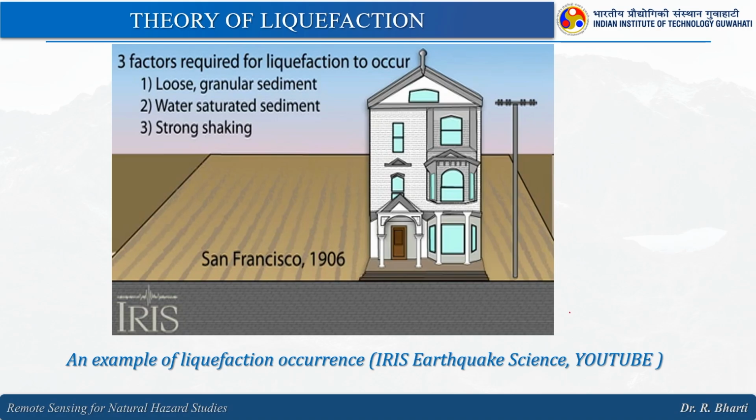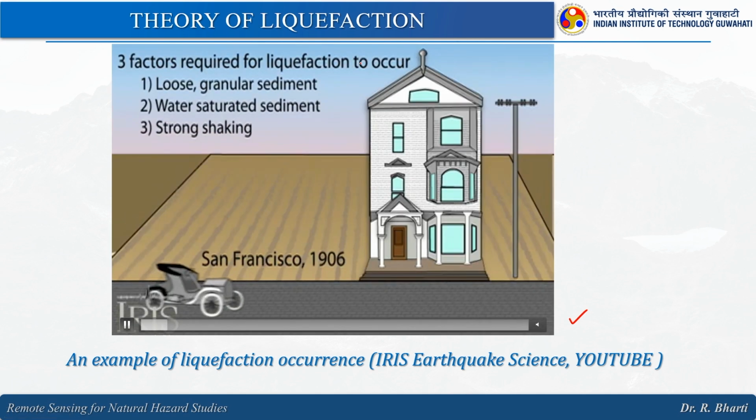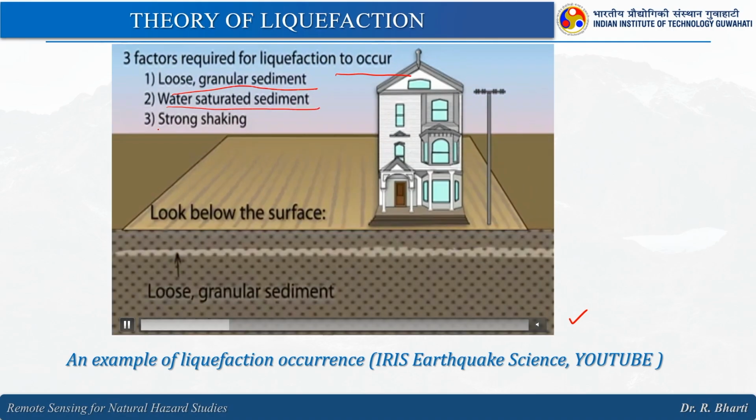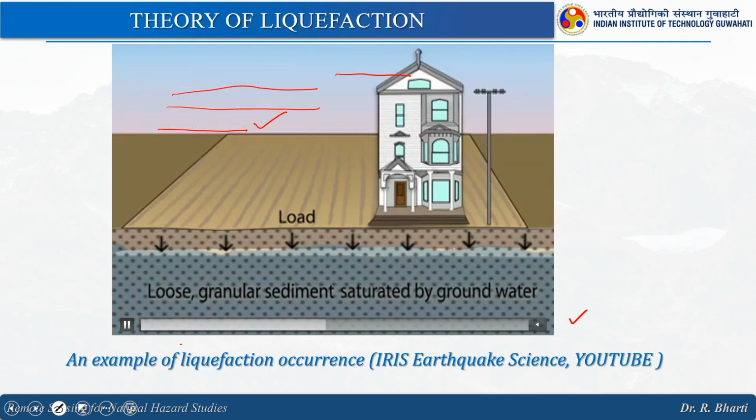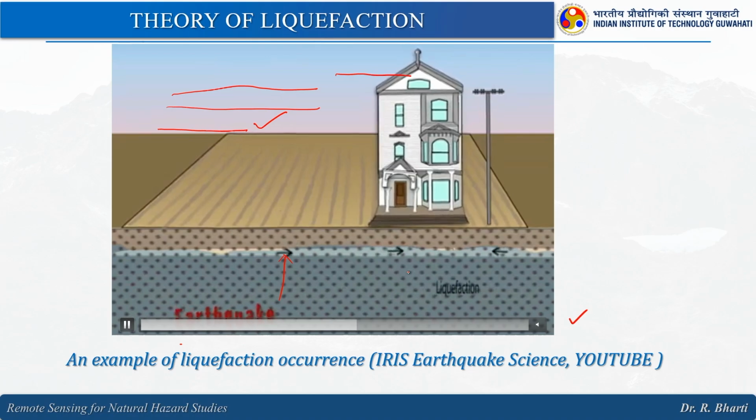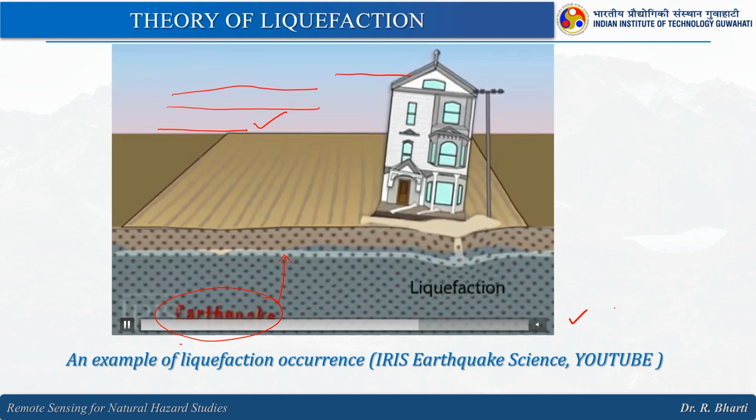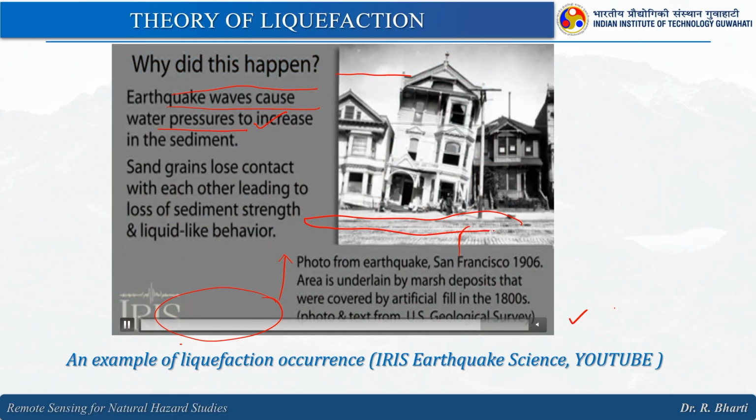Here you can see this is the same video, because this video is nicely explaining the liquefaction theory. So, you can just go through it again. Here, 3 factors are required for liquefaction to occur: loose granular sediment, water saturated sediment and strong shaking, that means the seismic activities. And when you have the loose granular sediment, on the interaction with the groundwater and at the same time when you have the seismic activity, what happens? There will be release of the pressure and this soil column will start failing, right. So, this is the actual scenario of San Francisco.